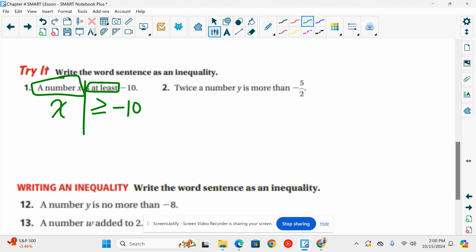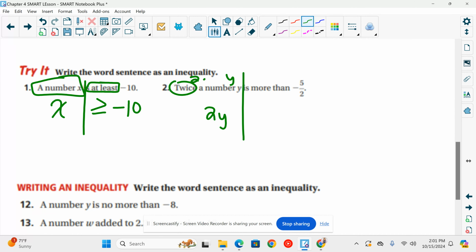All right. Number 2, twice a number y is more than -5/2. So I'm going to splice it where the "is" is, and that's going to separate it into the two expressions. Twice a number y. What's important in there? Twice. What does twice mean? Times 2. I'm going to ride this ride twice. How many times am I going to ride it? 2 times. So twice means 2 times. 2 times what? Y. So I can write this as 2y.